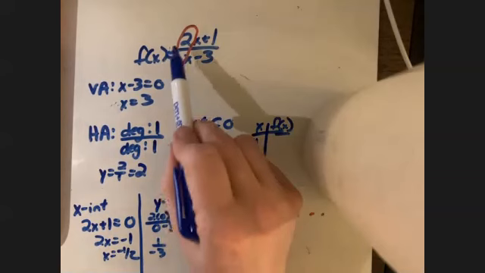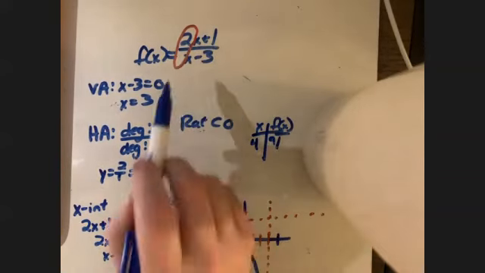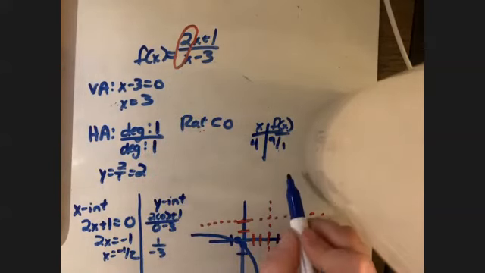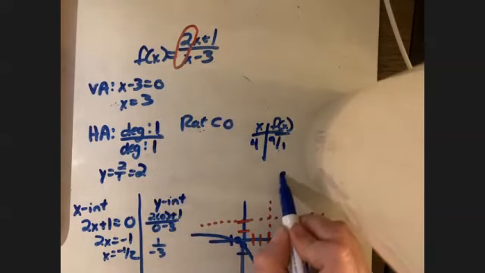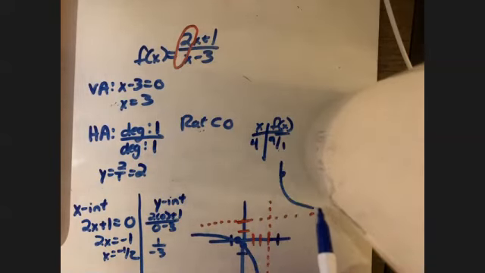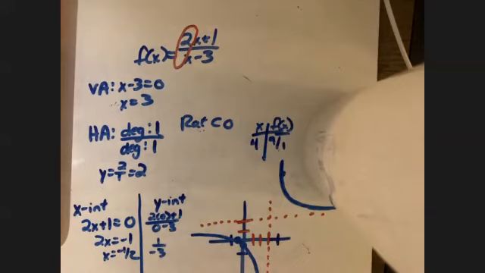Okay. So 2 times 4 is 8 plus 1 is 9 over 4 minus 3 is 1. So I'm going to be up here at like 9. That dot's going to be like way up here. Okay. Now with that dot being there, that says this piece must come in an arch kind of right like that. Okay. So now let's take a look at another one.